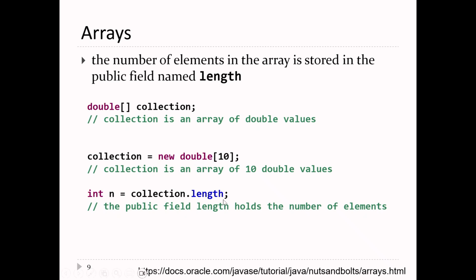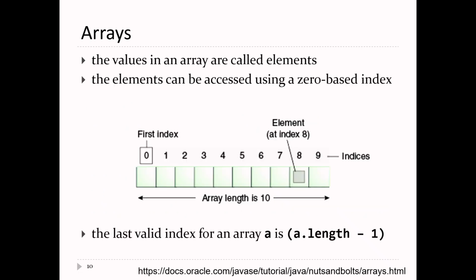It's not a method, so there are no round brackets here. It's just dot length, and that gives you the number of elements in the array. So that's another big advantage of Java arrays over C arrays. I think you know all this.